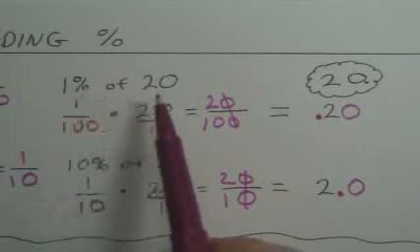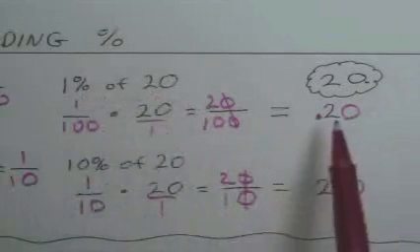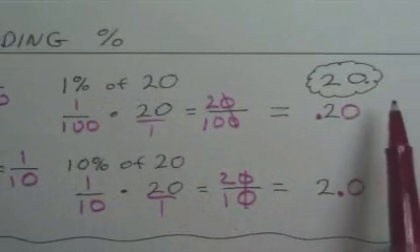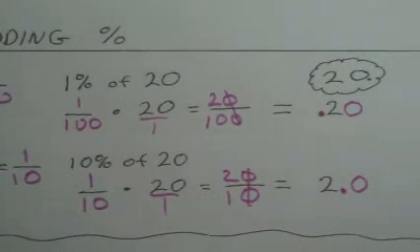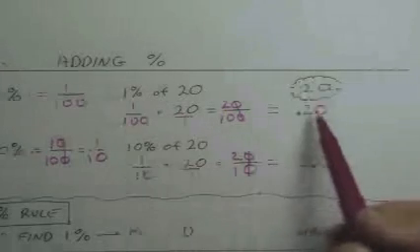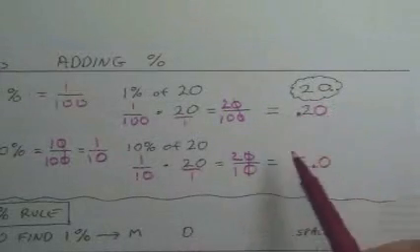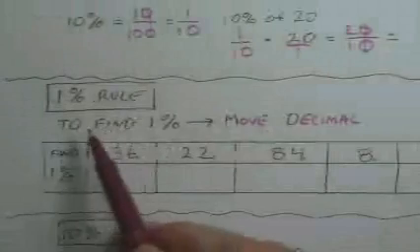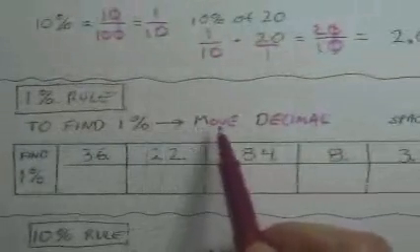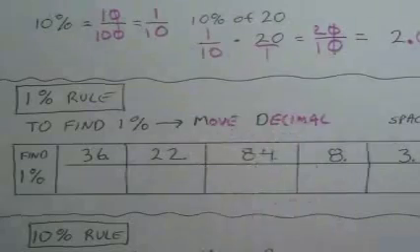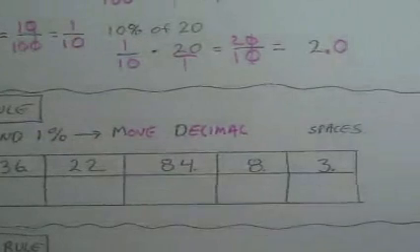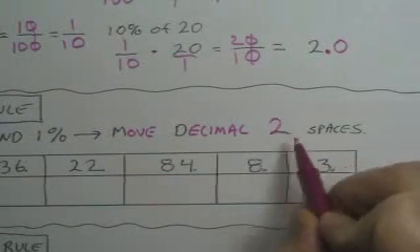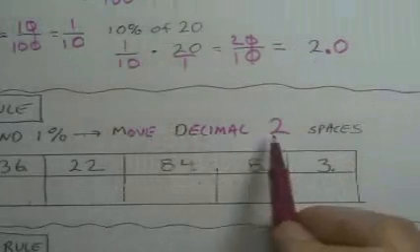So you can see that to find 1% of 20, all we did is just move the decimal over. And to find 10%, again, all we did is just move the decimal over. And for 1%, we moved the decimal over 2 spaces. Let's write that down for our rule. Okay, so for the 1% rule, to find 1% of a number, move the decimal. How many spaces did we move it? 2 spaces. Move the decimal 2 spaces.